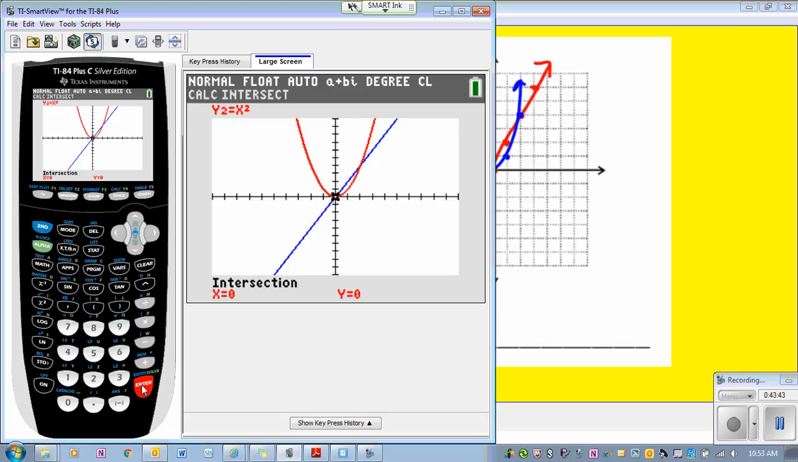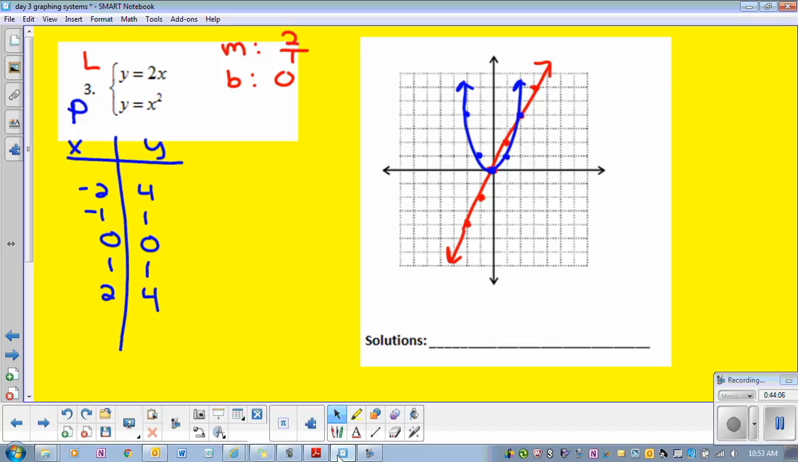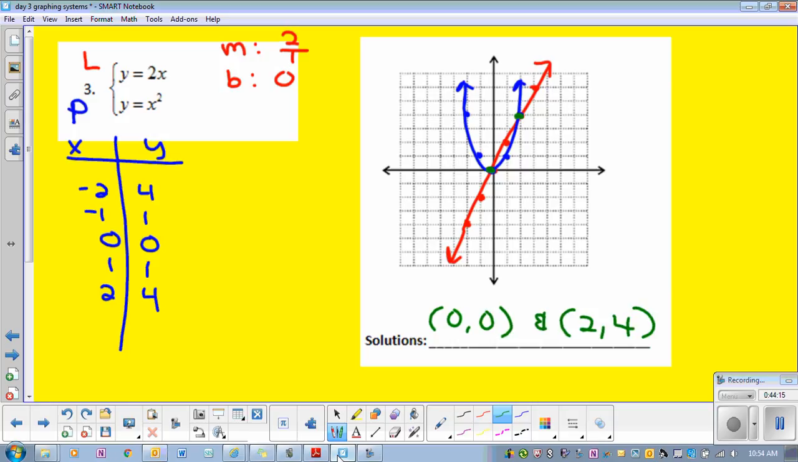Let's practice doing the other one. Second, trace, intersect. Now I have to move Blinking Bob close to the other intersection. Do you see what I'm doing? Close to that one, yeah? And then enter, enter, enter. There you go. 2, 4. Yes? All right. So your intersecting points are here and here, which is 0, 0, and 2, 4. Okay? Questions? Comments? All right.